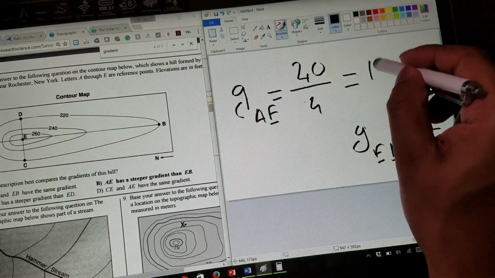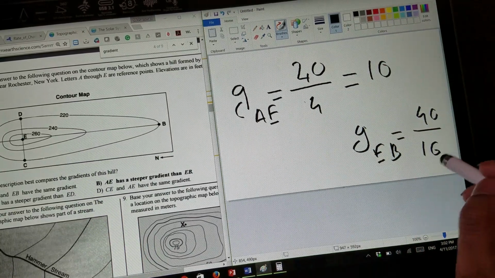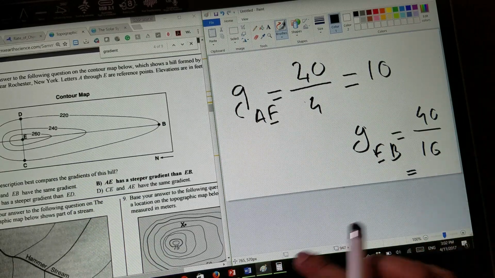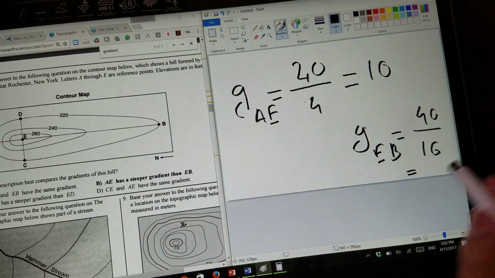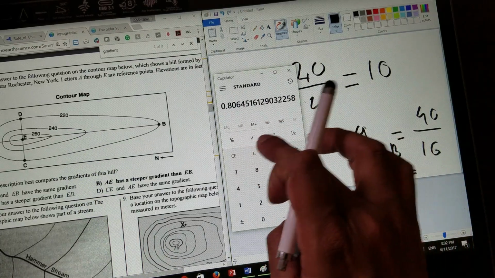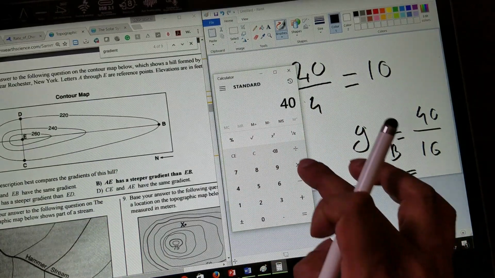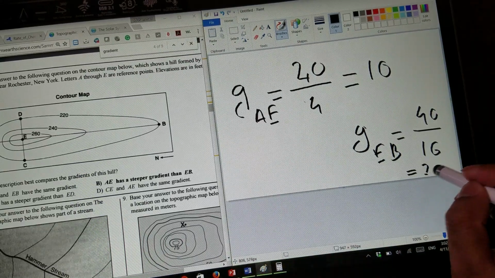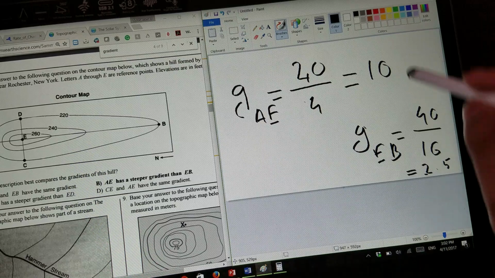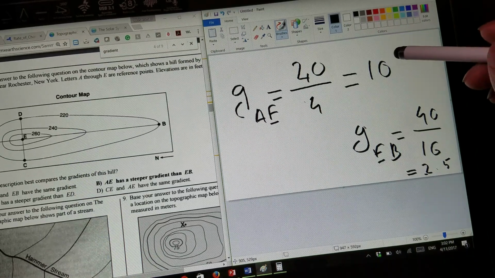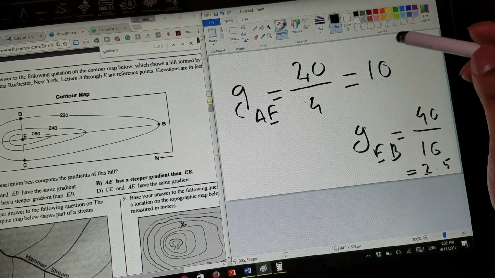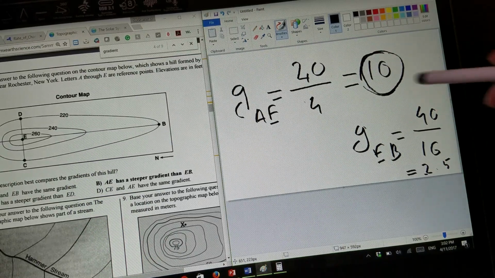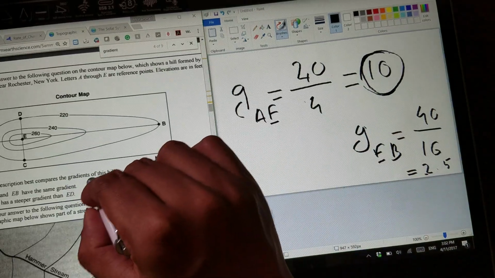So this gradient is 10, and if you are saying this is 16, this value will be 2 point something. Okay, right? We can find the exact value if we want. So 40 divided by 16, this is 2.5. So AE has a higher, steeper gradient, you can see this is 10. It's very high. This is only 2.5. So that's why B is the correct answer.